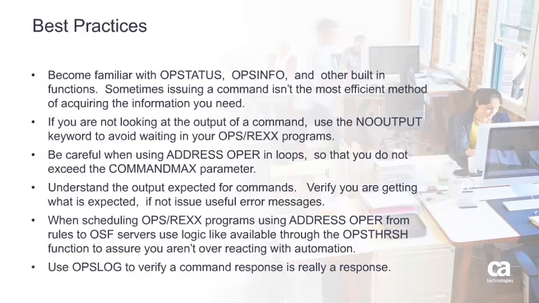When using Address OPER in loops, try not to exceed product thresholds like COMMANDMAX. Understand the output you expect from the issued commands, then use the SAY instruction or other methods to indicate a response that was unexpected. This makes debugging much easier in the rare case of an unexpected response. Use available tools in AOF rules when scheduling ADDRESS programs to run in OSF servers to avoid out-of-control automation. Use OPSLOG when creating new automation using Address OPER.